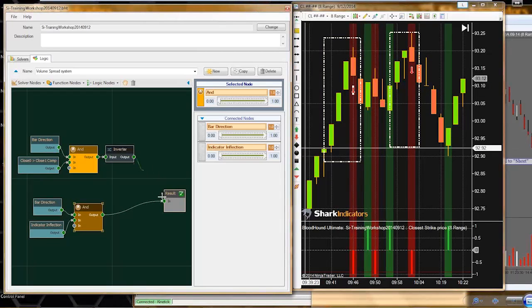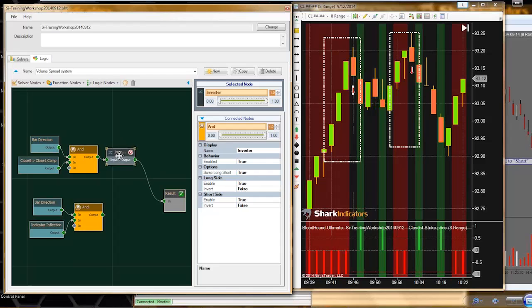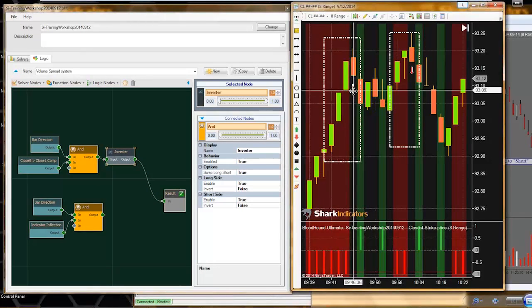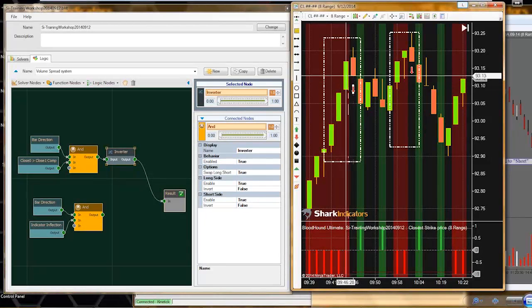So let's take a look at this logic over here. As we look at this, we can see where our red arrows are. There's actually no signal here, because this reversal bar is a down bar. It's not an up bar. So what we need to do is take this short signal and shift it forward one bar, onto the reversal bar, marked with the arrows.